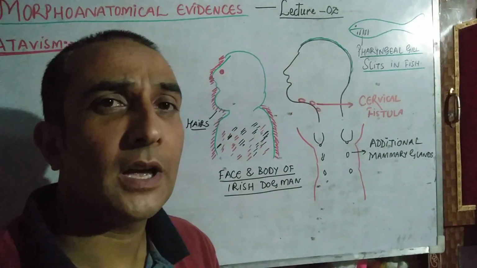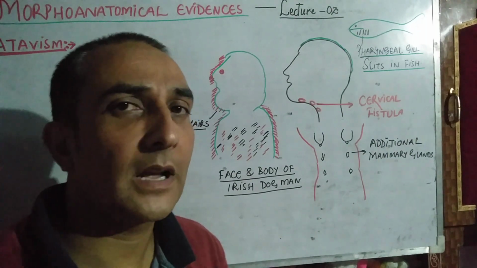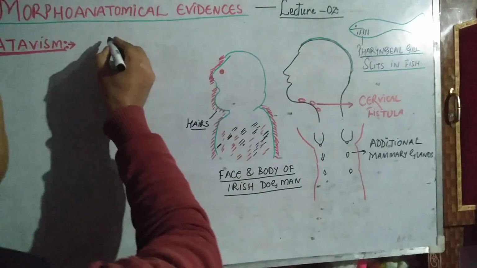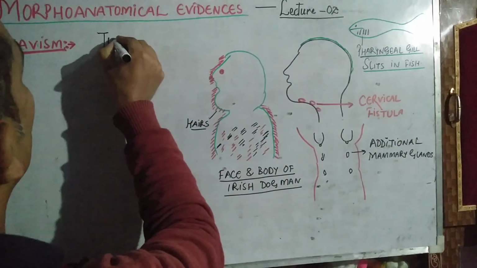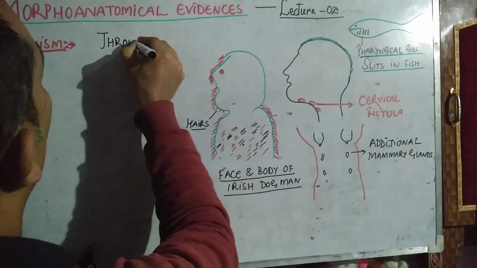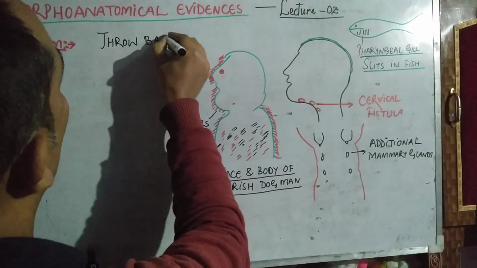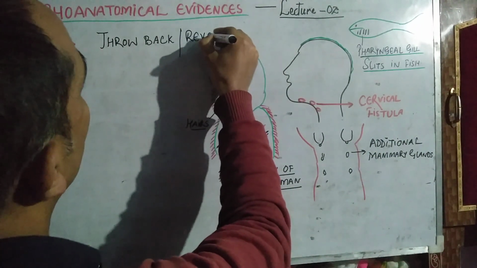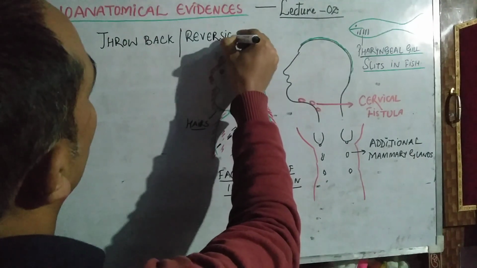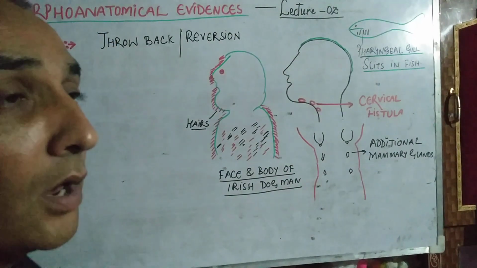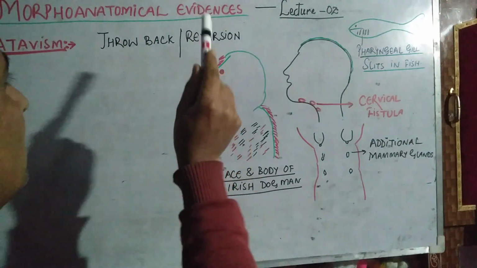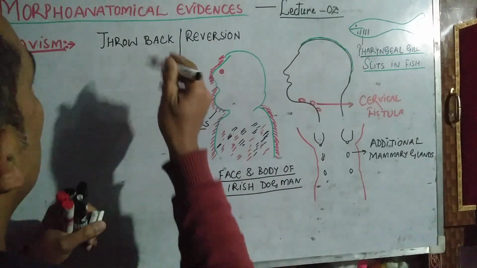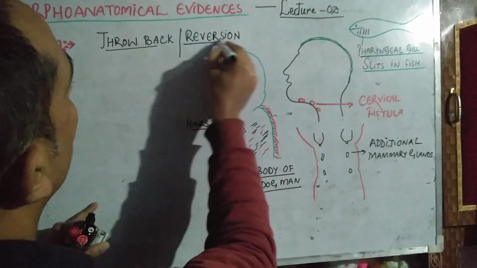Now, the remaining portion in this morphoanatomical evidences was about atavism. Now, we will discuss atavism. So, atavism is also known as the throwback, or sometimes it's also known as reversion. So we are dealing with morphoanatomical evidences. The last point in morphoanatomical evidences is about atavism, which is also known as the throwback or the reversion.